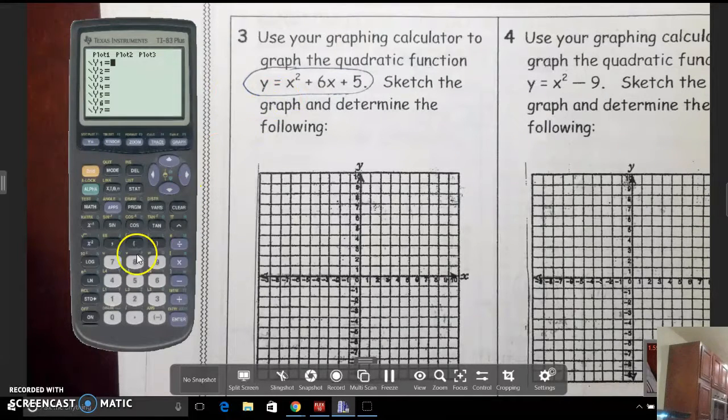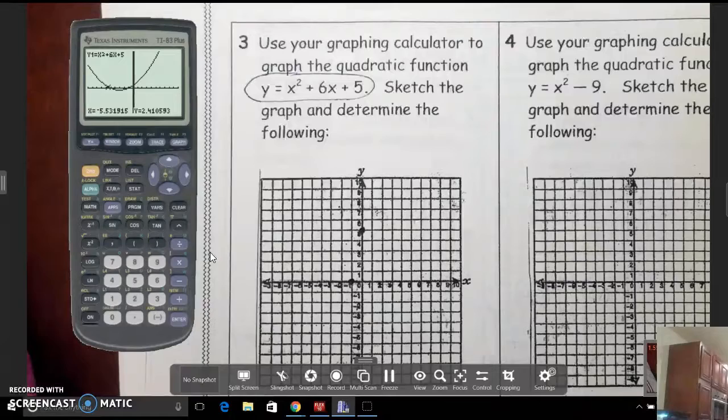I'm going to put in x squared. The x is above this blue button called apps. You see xt and then a sort of O-shaped thing and then an n. This is where you're going to get your x from. So that's going to be x. I'm going to use this x squared here for my squared. I'm going to put plus 6x and then plus 5. Okay, and then I would graph that.